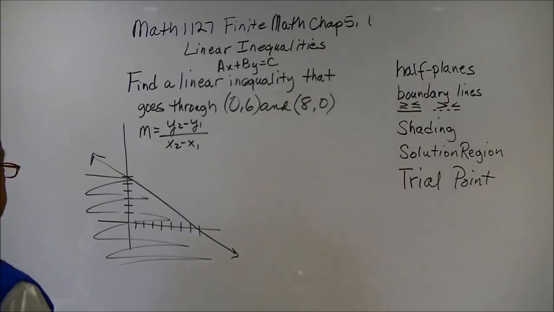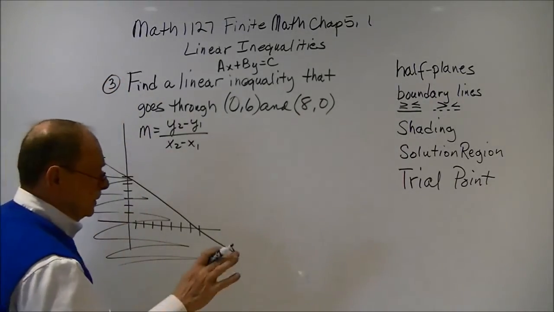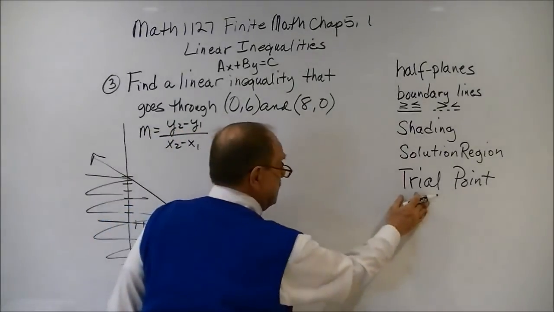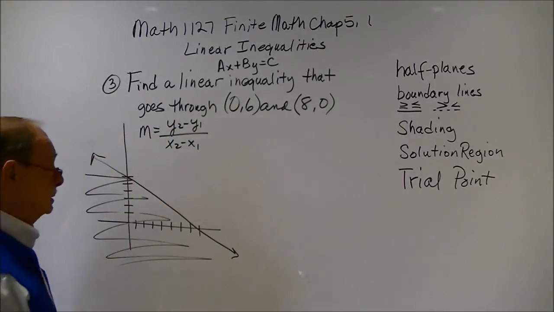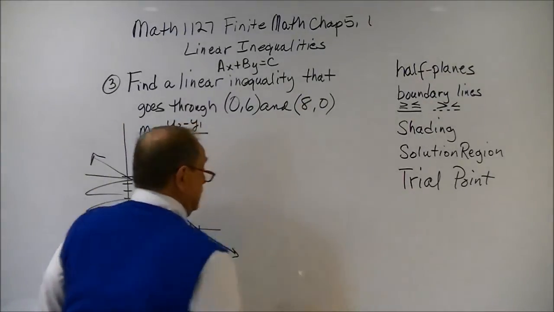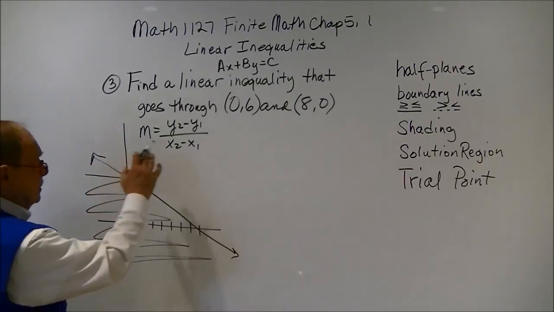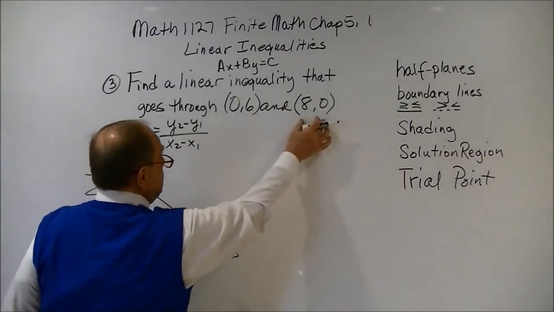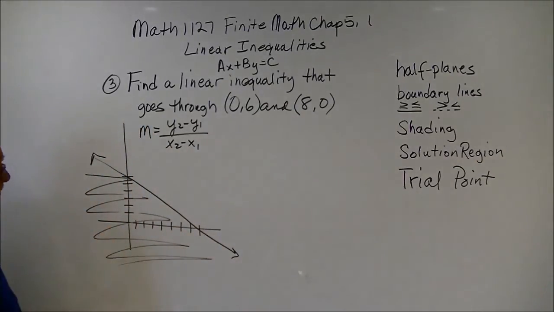Continuing with example 3, and one of the things I was looking at this word, it's trail, it's trial, so hopefully we have that straightened out. Find a linear inequality that goes through these 2 points, and this is the graph of it.